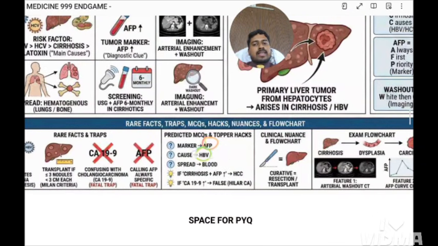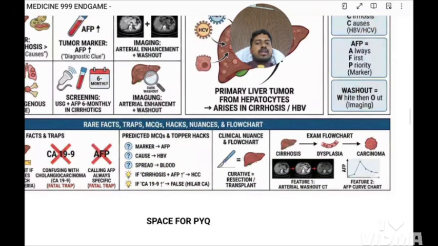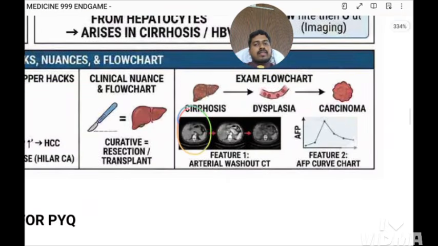Marker is AFP, cause is hepatitis B virus, spread is via blood, that is hematogenous. Cirrhosis along with increased AFP, you should think of hepatocellular carcinoma, and CA19-9 is not seen in this case. Okay, so curative is either resection or transplant, and indication for transplant I have told you already. So here you will see this triple phase. Initially there will be arterial enhancement. Here you will see enhancement. Then this is the venous phase, and then this is the delayed phase where the lesion becomes hypodense.